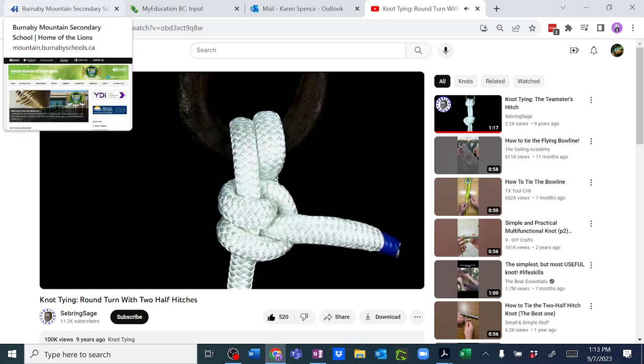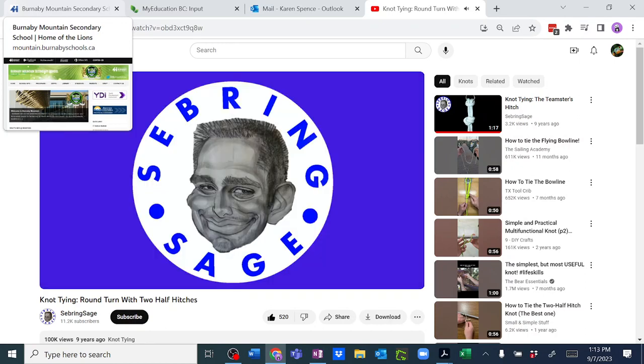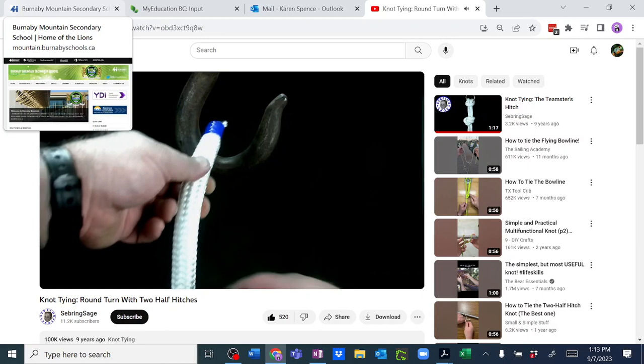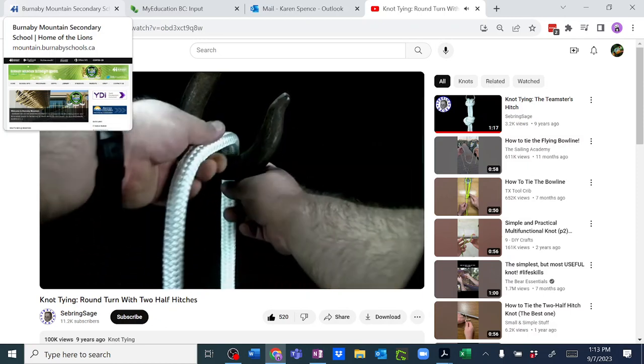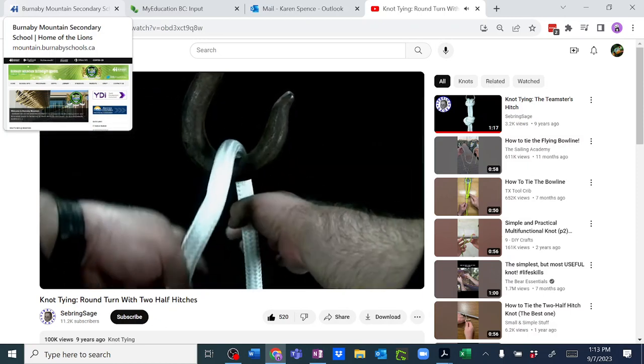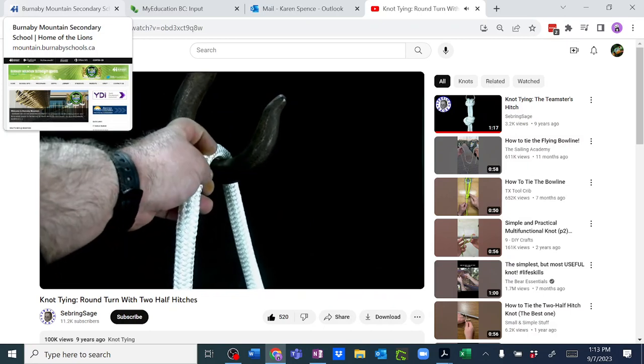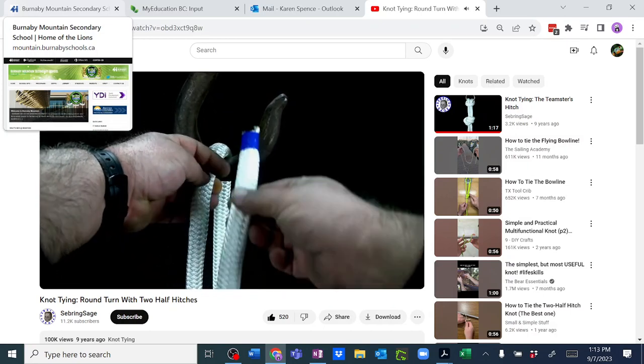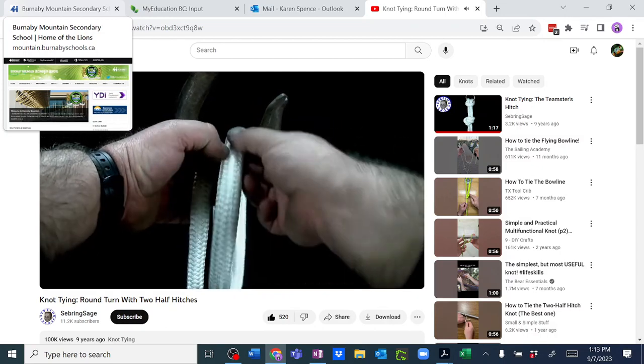In this video, you will learn how to tie the round turn with 2 half hitches. The round turn with 2 half hitches can be used, among other uses, to attach a load to a hook. To tie the round turn with 2 half hitches, slide the end of the rope through the mouth of the hook. Then pass it through a second time, creating a round turn.